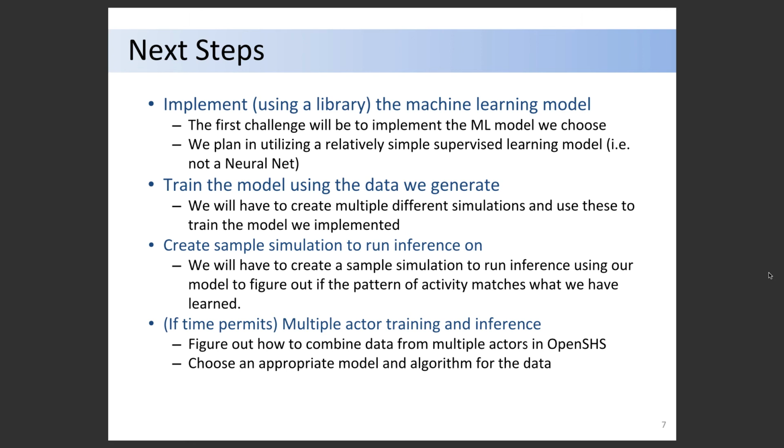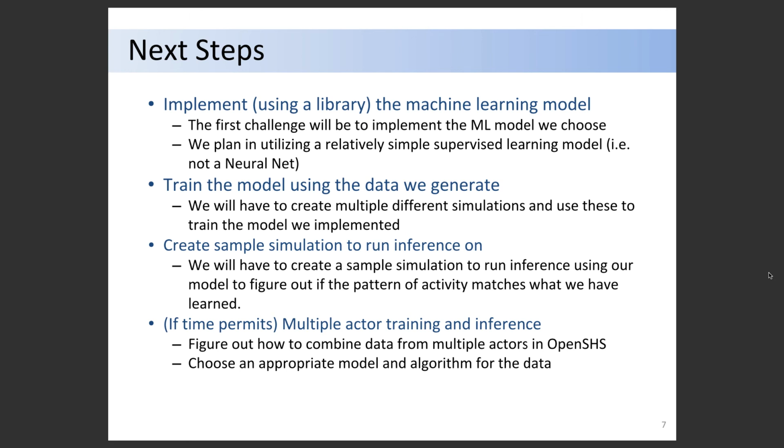And we want to use a simple supervised learning model, not something super complicated which requires a lot of data, like a neural net. Then we need to train it, obviously, and once we do that, we'll have to create multiple different smart homes with different layouts and gather data on simulation based on those. And then we need to create a simulation to run inference on, to figure out if our model works or not.